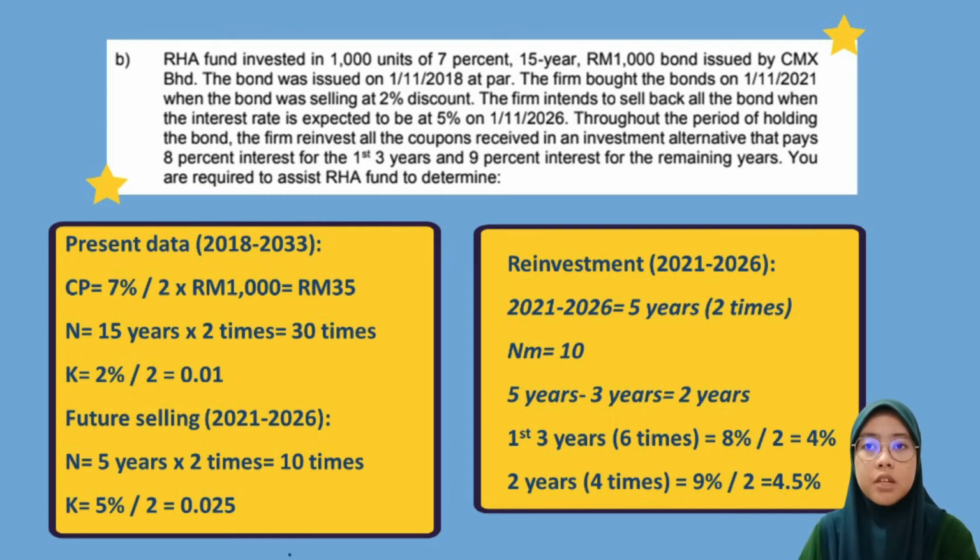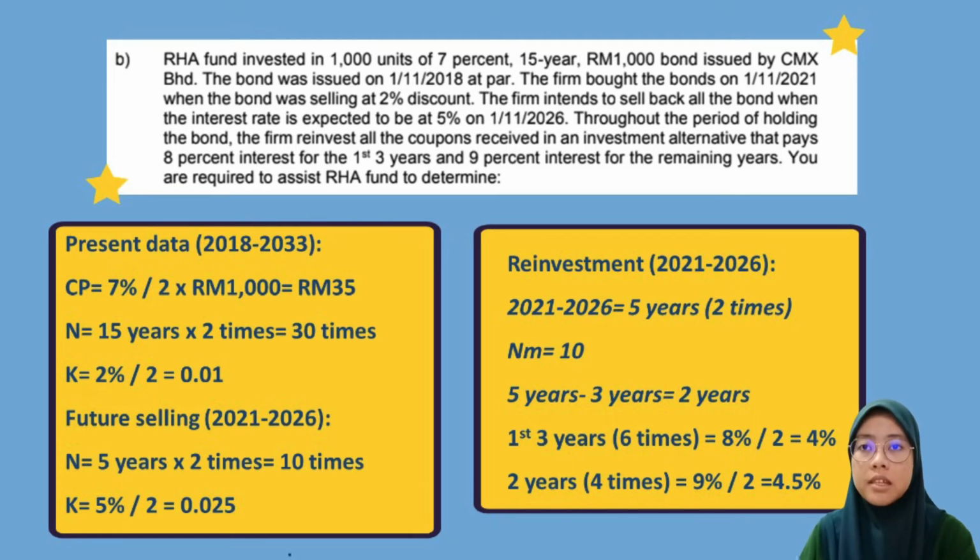Thirdly, the reinvestment, which is from 2021 until 2026, which consists of 5 years. Therefore, NM is 5 multiplied by 2, which is 10 times. For the first 3 years, the interest rate is 4%, which is 8% divided by 2. For the remaining 2 years, the coupon rate is 4.5%, which is 9% divided by 2.